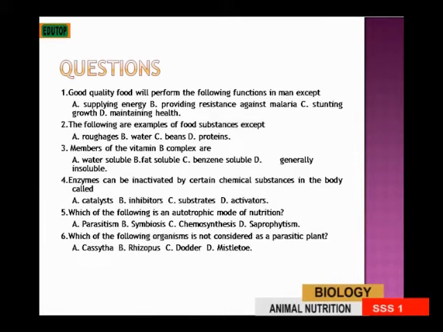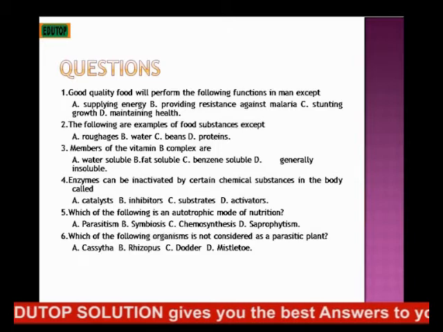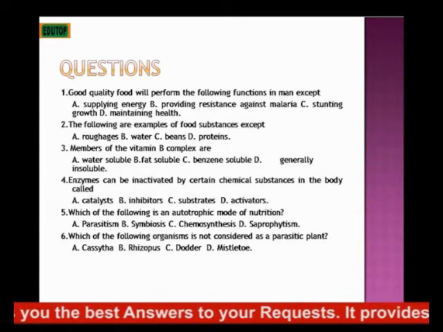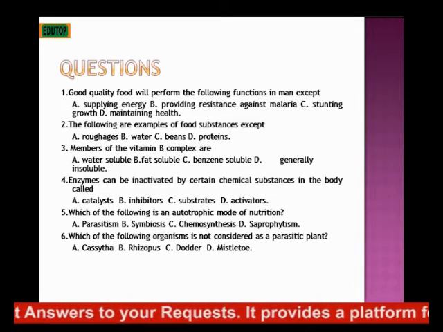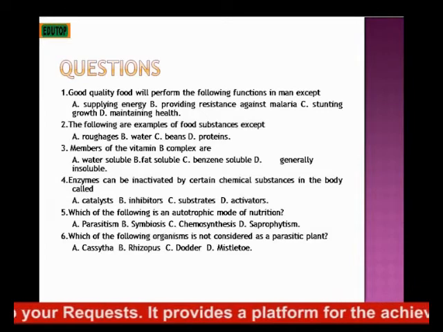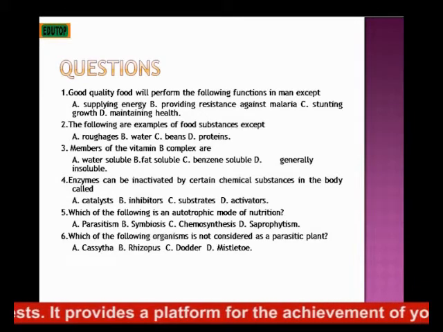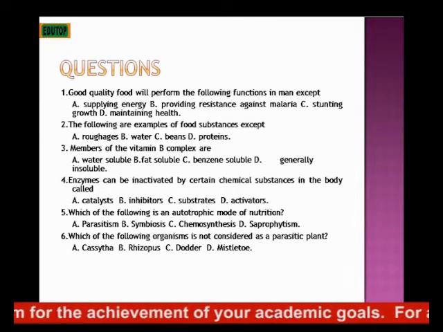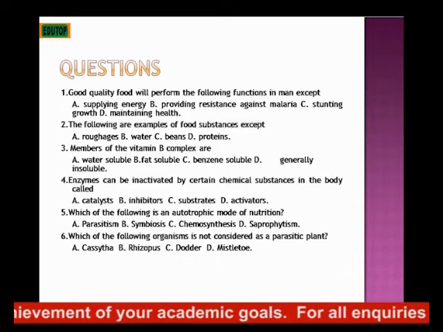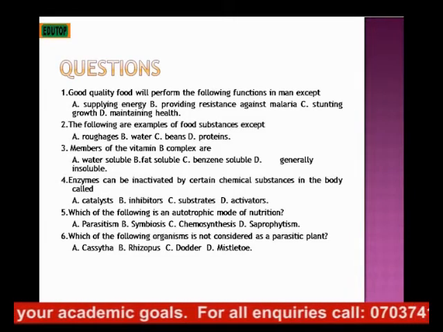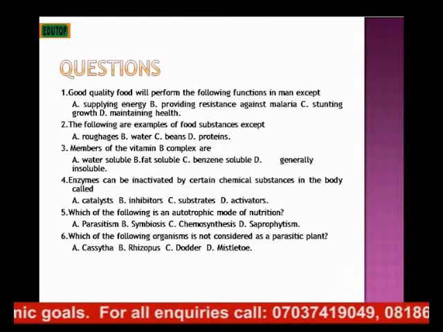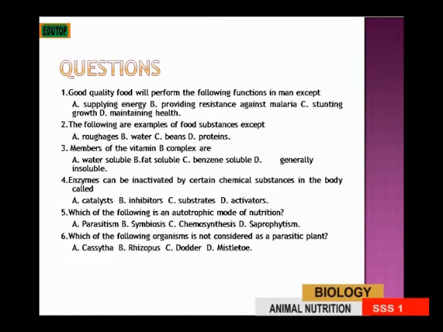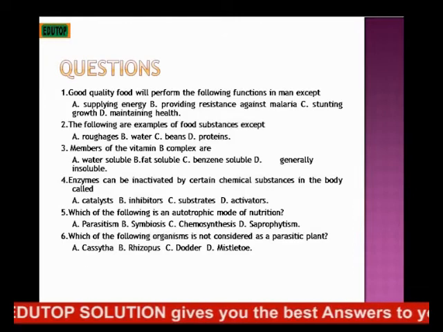Question 4. Enzymes can be inactivated by certain chemical substances in the body called A. Catalysts, B. Inhibitors, C. Substrates, D. Activators. Number 5. Which of the following is an autotrophic mode of nutrition? A. Parasitism, B. Symbiosis, C. Chemosynthesis, D. Saprophytism.